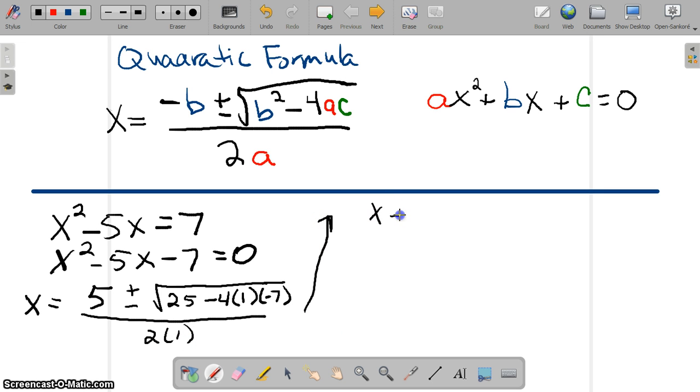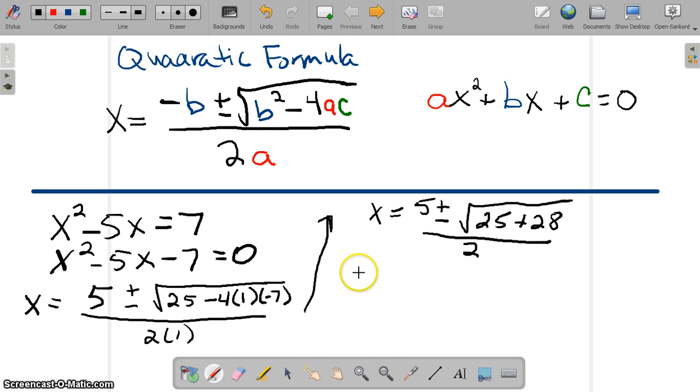So x equals, we have to simplify this now, 5 plus or minus the square root of 25 minus 4 times 1 times negative 7. 4 times negative 7 is negative 28. So 25 minus a negative 28 is a plus 28. And that is still all over 2a, which happens to be 2 because a is 1. X equals 5 plus or minus the square root of 25 plus 28. That happens to be 53, and that's still all over 2.